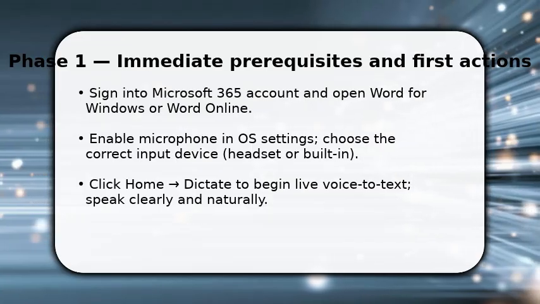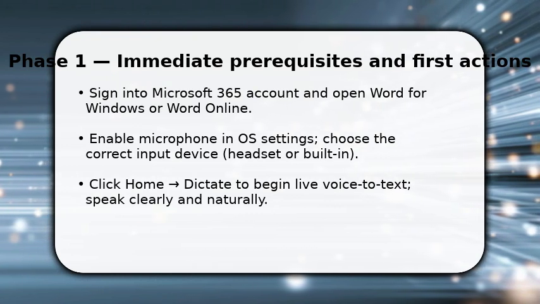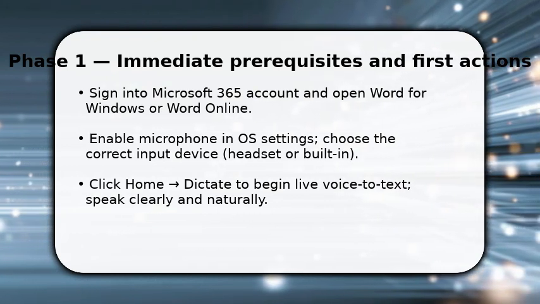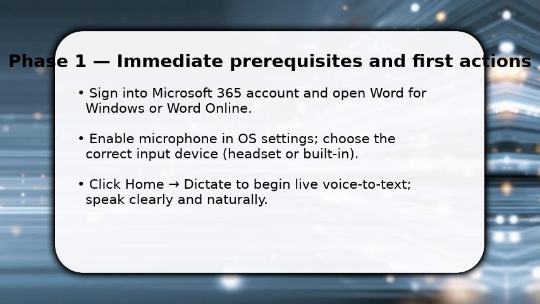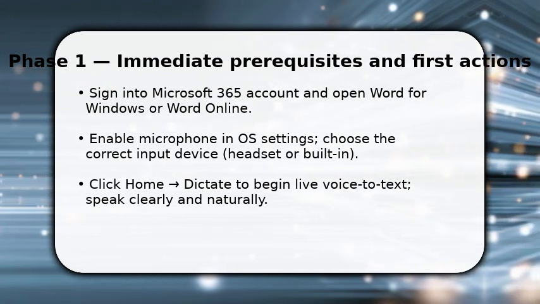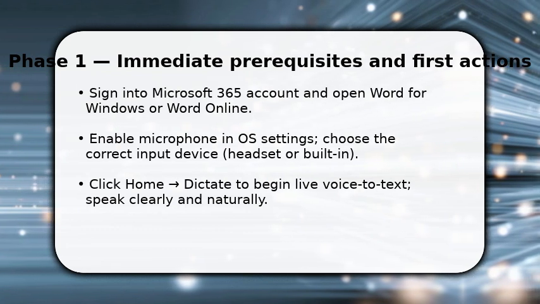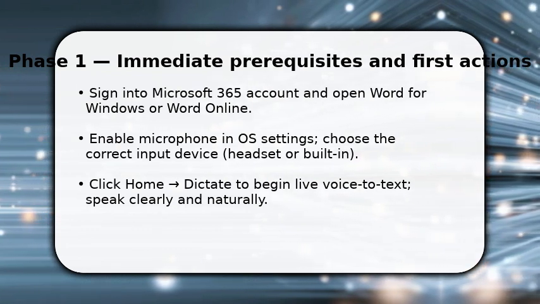You begin by opening Word with a Microsoft 365 account because Dictate requires Office online services. Once signed in, enable your microphone in System Settings and pick the correct input device. This prevents the wrong mic from capturing noise.